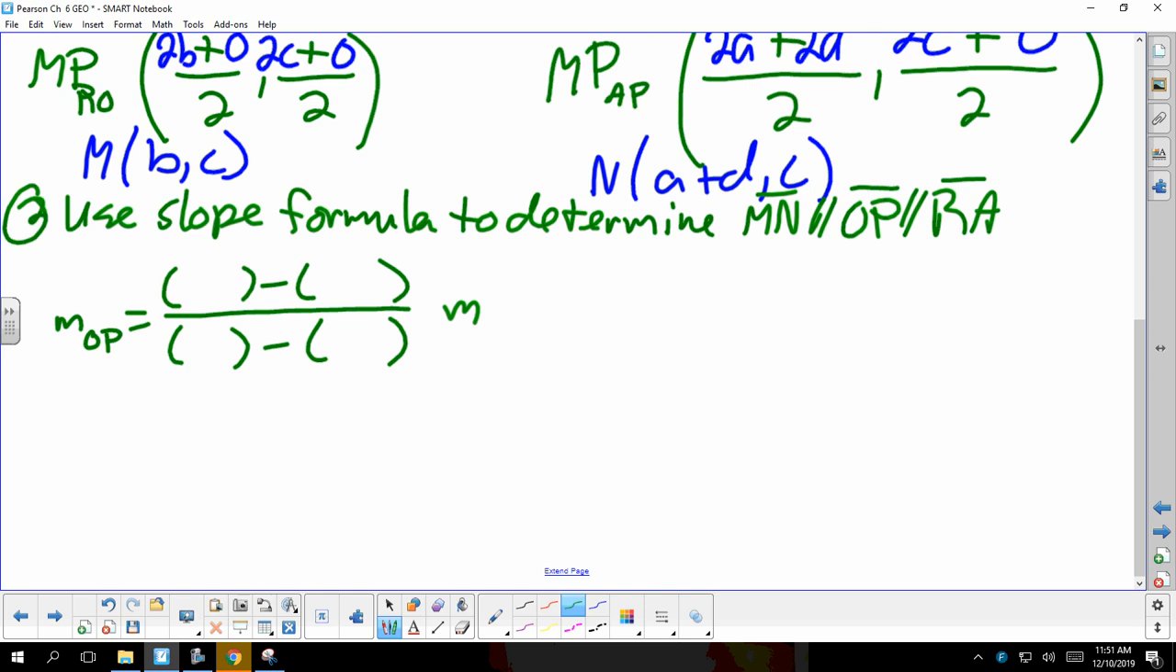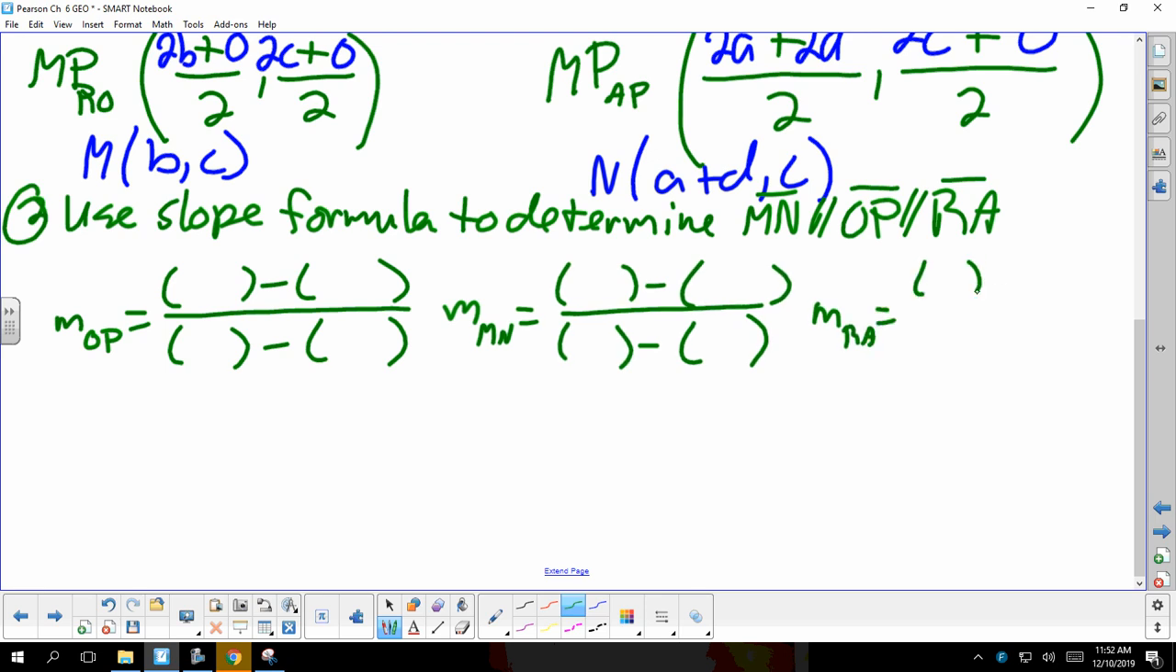And my slope of MN, and then my slope of RA. I'm going to find all three of these slopes and see if they're the same. So for each of those coordinates, I want to put y's on top of their own x's.